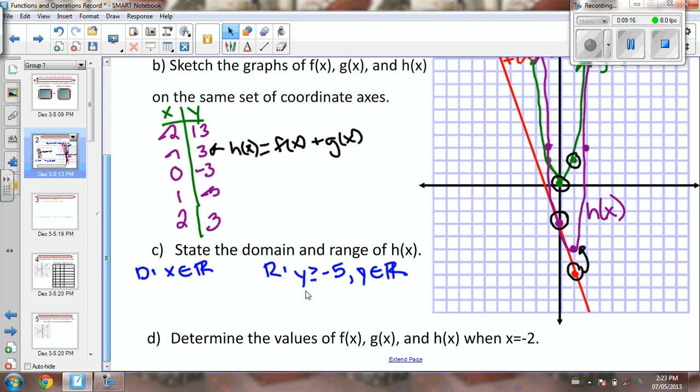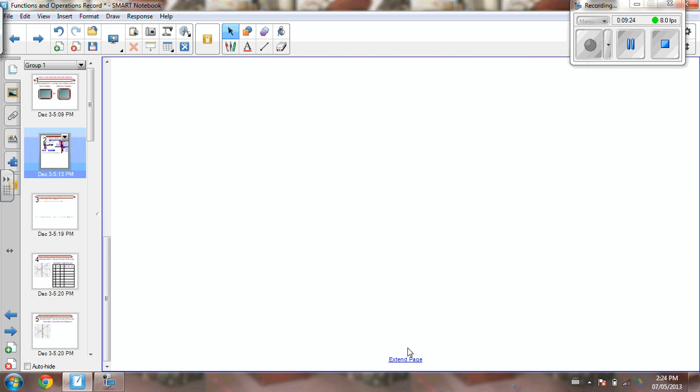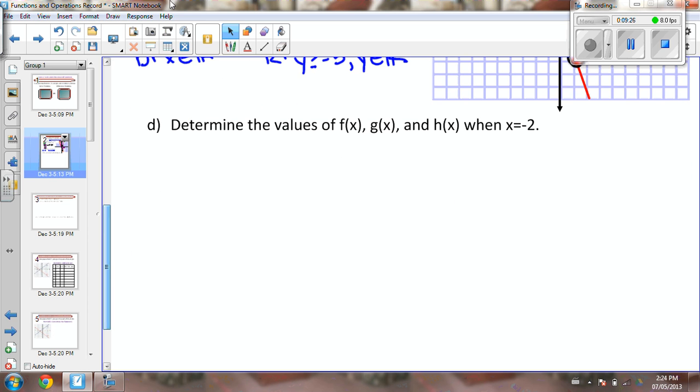And finally, determine the values of f of x, g of x, and h of x when x equals -2. So I'm going to extend my page here. Just a reminder, I'm going to put our functions on. So we had our f of x equals -4x minus 3.